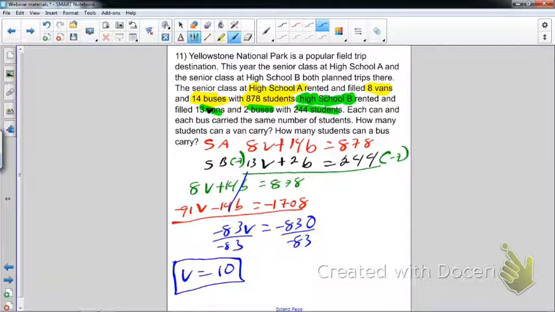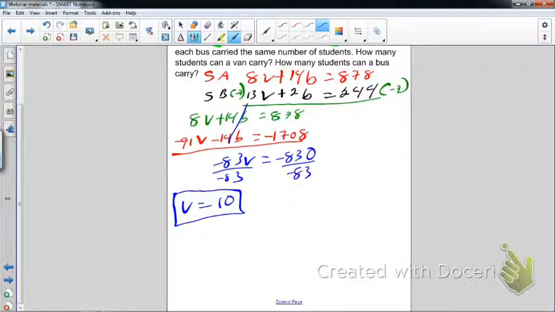So let me make myself some room here so that I can solve for buses. Now, it doesn't matter which one I use, just like I said before, but I'm going to use the second one because it has smaller numbers for me to work with. So I have 13V plus 2B that is equal to 244. When you substitute, remember you're always going to substitute into the original equations that you have. It's just a lot easier, and again, you're working with smaller numbers, so it'll make it better for you.